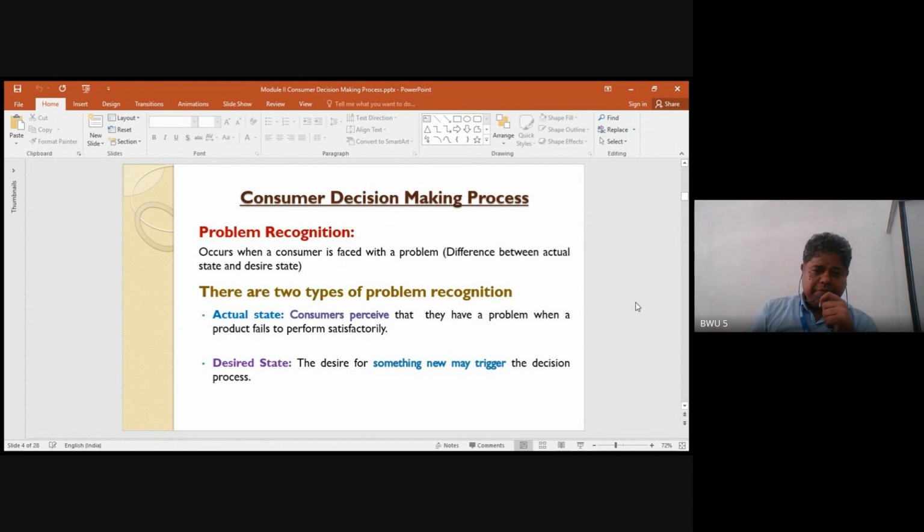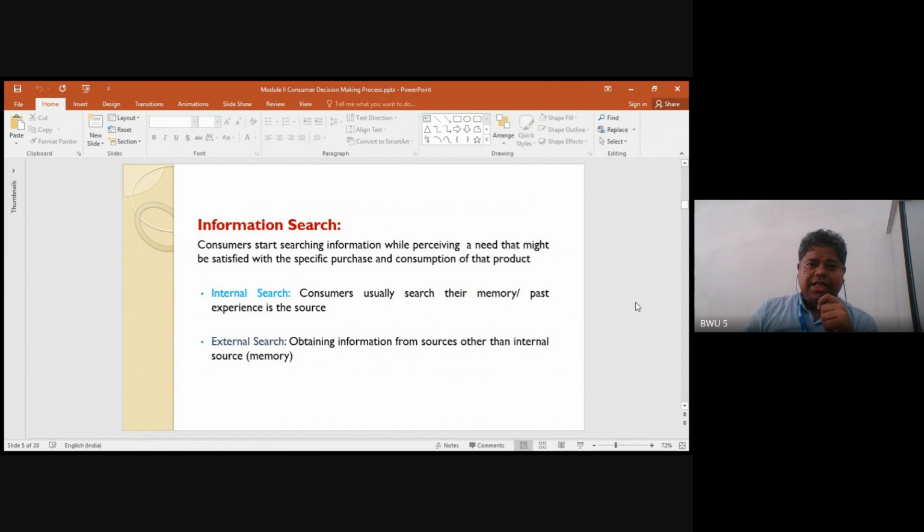Now, once we are able to identify our need or recognize a problem, the immediate next step is that we start searching for information. Information related to what? Information related to products available in the market, information related to stores from where we can purchase, and information related to available brands, which brand we can purchase as per our budget.